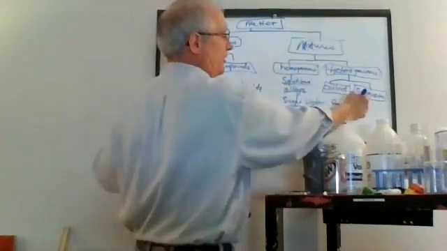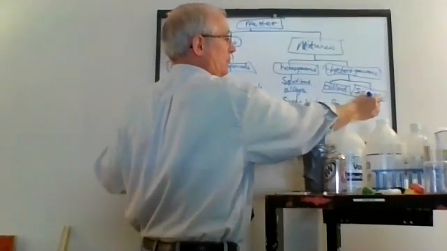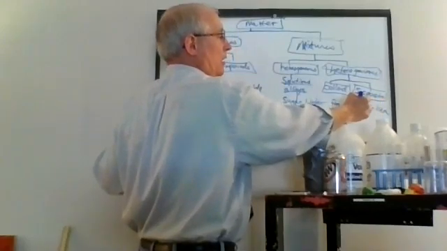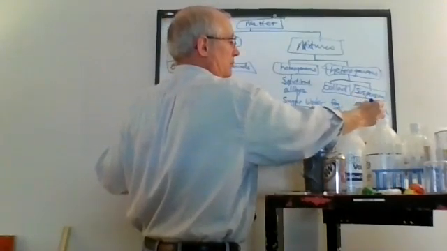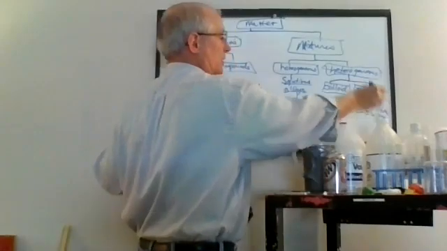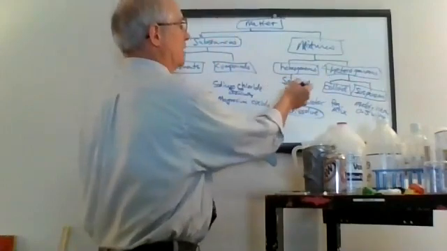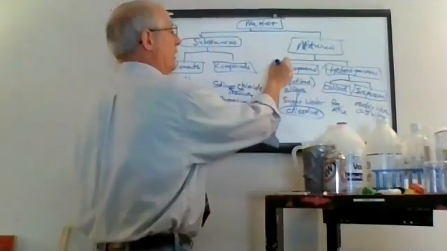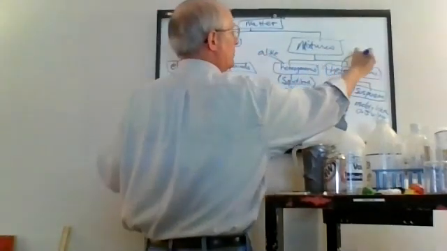Now, a suspension would be something like muddy water. Or orange juice. Orange juice that has pulp in it. Like the kind I like to drink. They tell me it's better for me, so I drink it. Okay, homo means alike. And hetero means different.